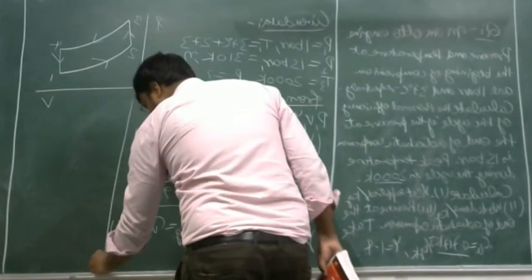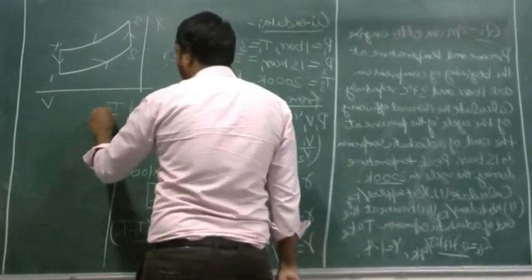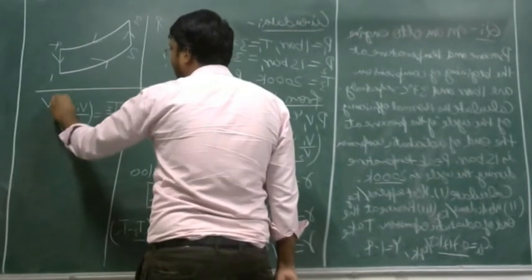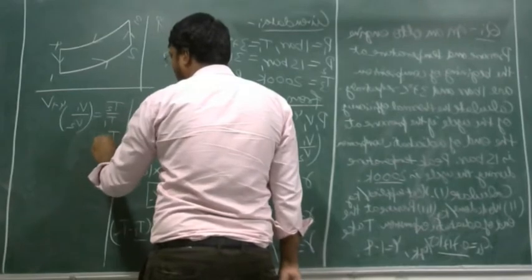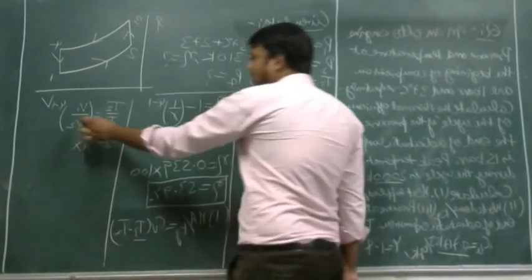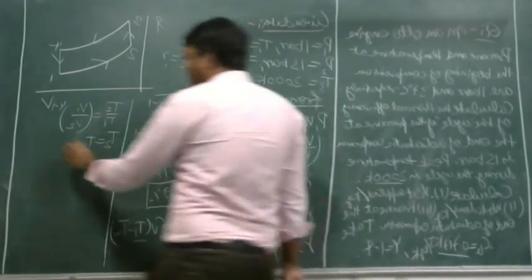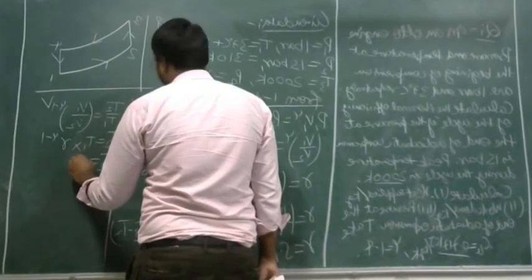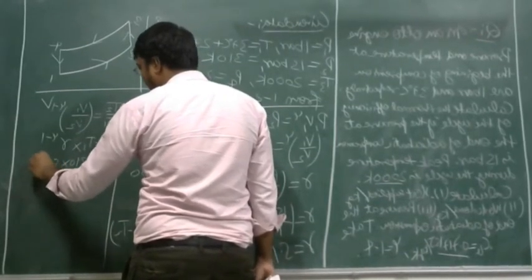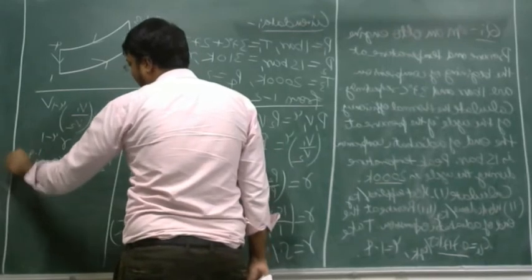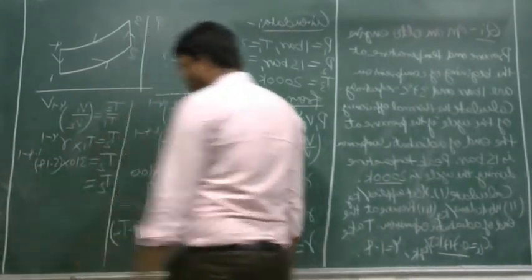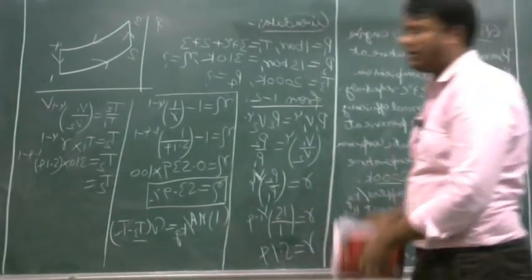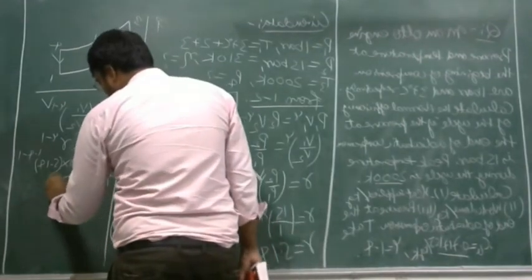Here we know the formula T2 by T1 equal to V1 by V2 to the power gamma minus 1, or T2 equal to T1 into V1 by V2, which is actually R, so R to the power gamma minus 1. Put the value here. T2 is equal to T1, which is 310, into 5.14 to the power 1.4 minus 1. After calculation, T2 will come equal to 672 Kelvin.